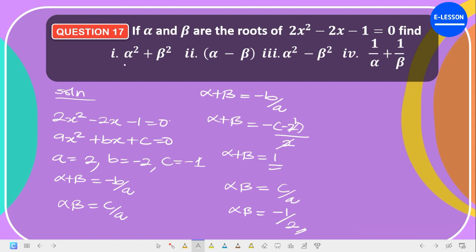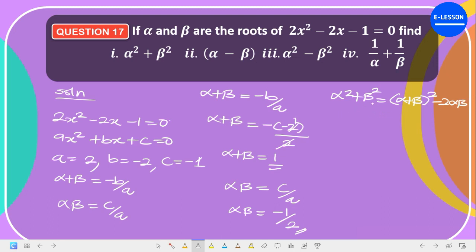Now, each of these values given to you are manipulated in such a way that they have in them the values of alpha plus beta and alpha beta. What do I mean by that? If you look at alpha squared plus beta squared, it is expressed as, now, please take note. You have to study this before you actually have an understanding of it. But for the meantime, you should just memorize it. Alpha squared plus beta squared is represented as alpha plus beta squared minus 2 alpha beta. Are we clear on that?